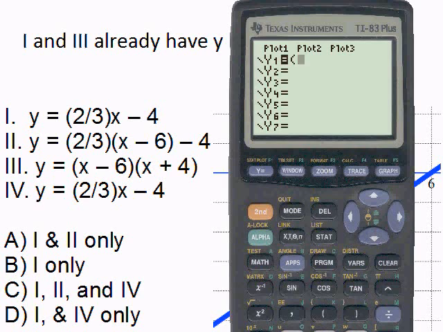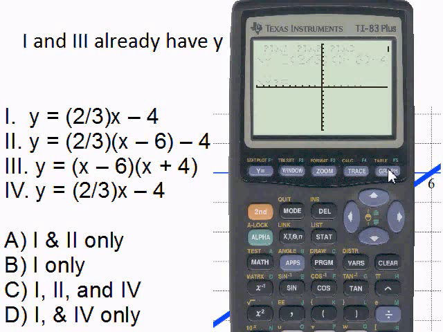So we go 2/3, 2 divided by 3, and then we go x minus 6, and then we go minus 4. We press graph, and we see if it's a pretty good match. And, well, it doesn't really look like it.